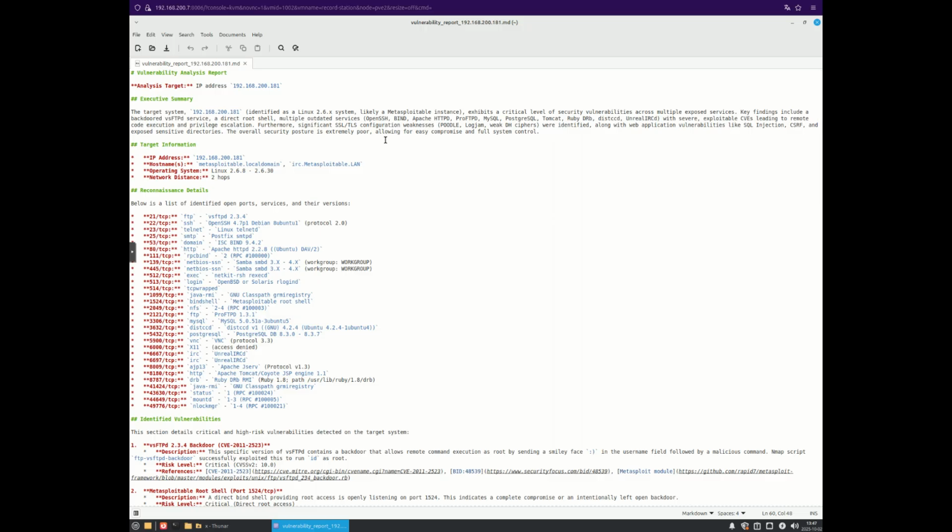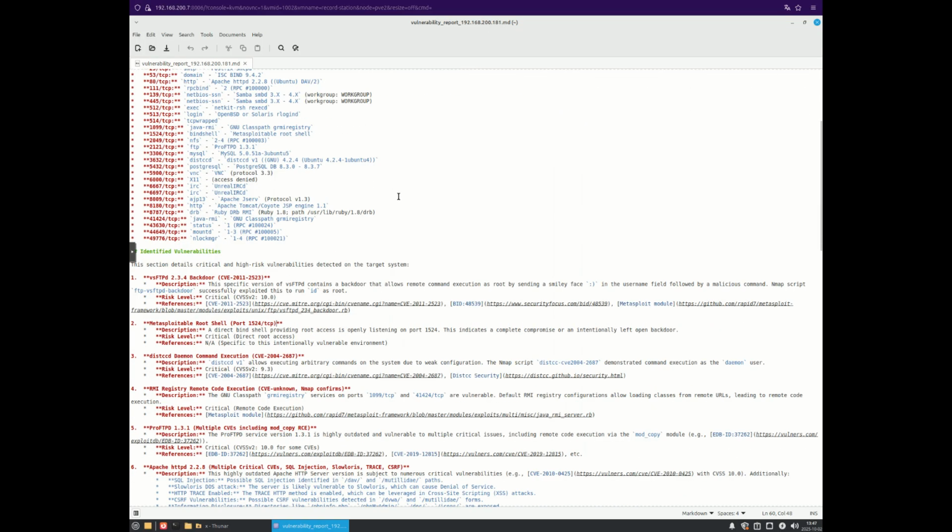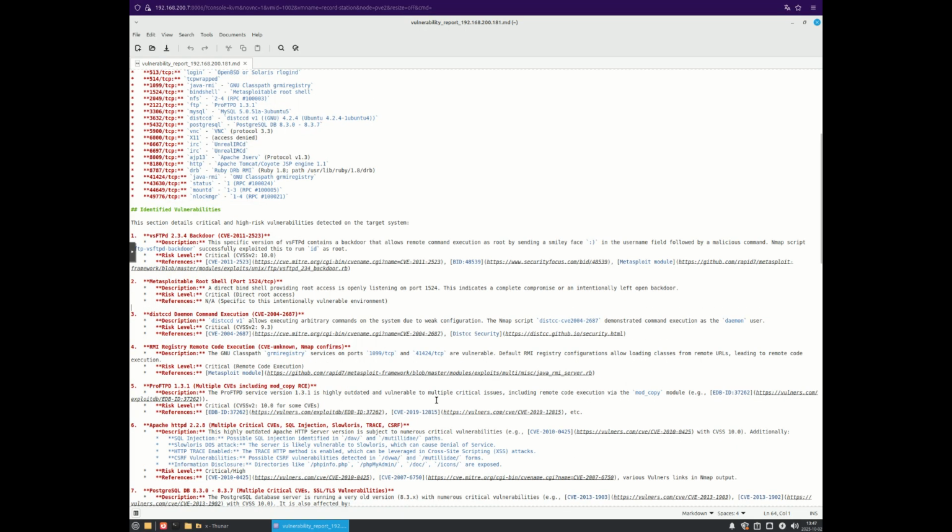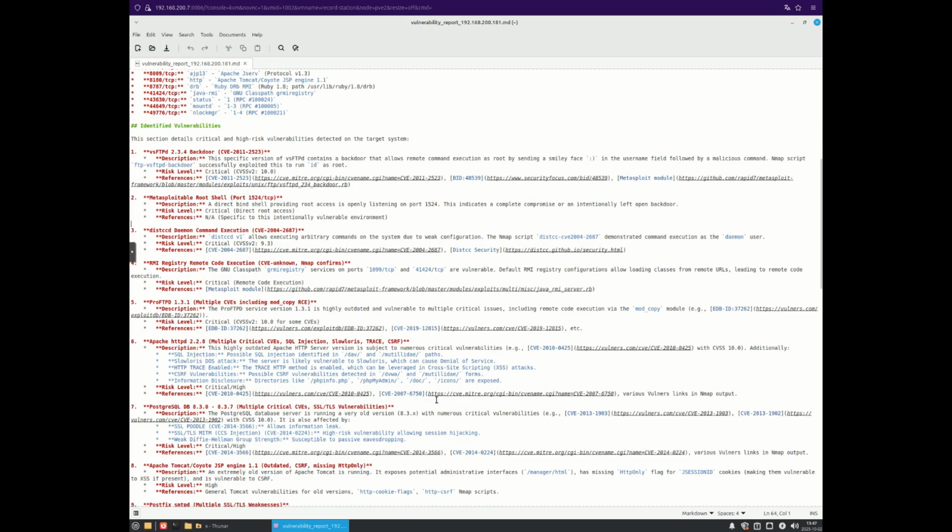The target system, 192.168.200.181, identified as a Linux 2.6.x system, likely a Metasploitable instance, exhibits a critical level of security vulnerabilities across multiple exposed services. Key findings include a backdoored VSFTPD service, a direct root shell, multiple outdated services, OpenSSH, BIND, Apache HTTPD, ProFTPD, MySQL, PostgreSQL, Tomcat, RubyDRb, distccd, Unreal IRCd, with severe, exploitable CVEs, leading to remote code execution and privilege escalation.